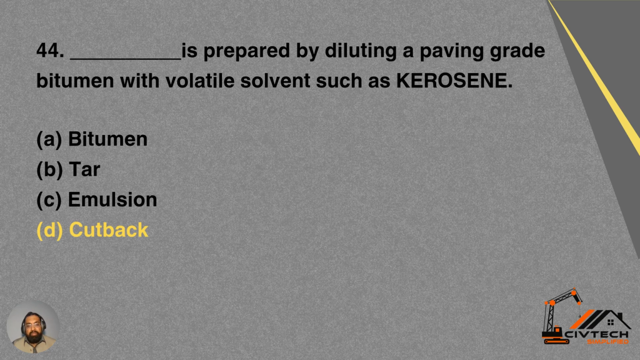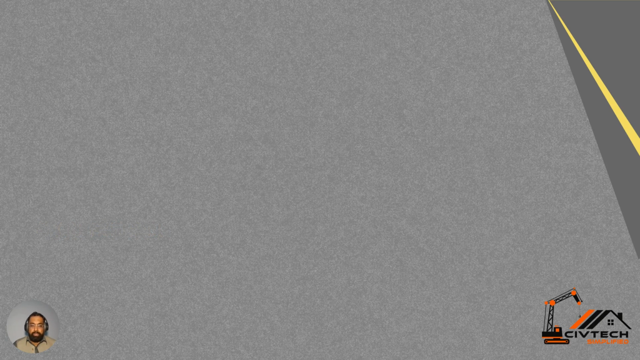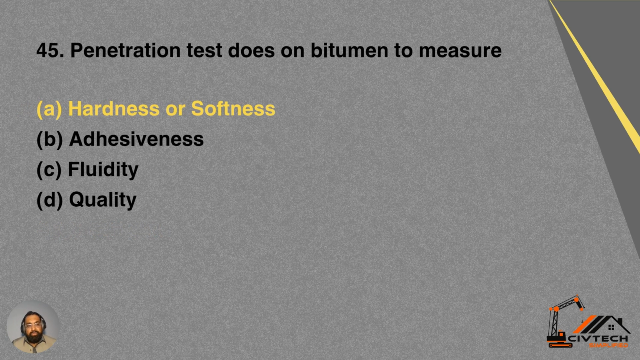Question number 44. Dash is prepared by diluting a paving grade bitumen with volatile solvent such as kerosene. What is the material which is prepared by diluting a paving grade bitumen with volatile solvent such as kerosene? So cutback is the material. Option D is the correct answer for this question.